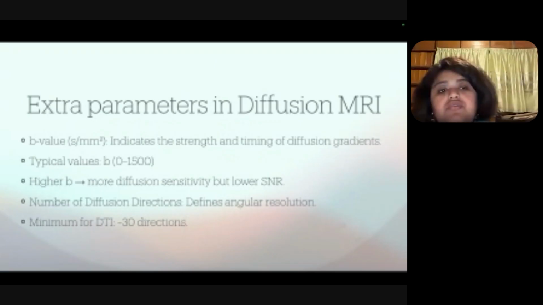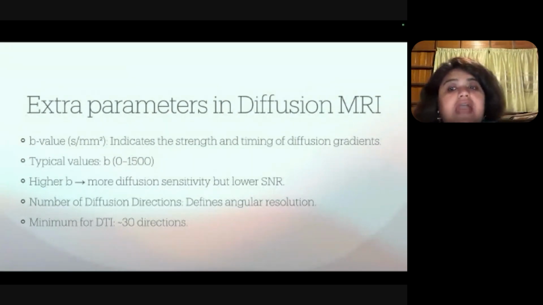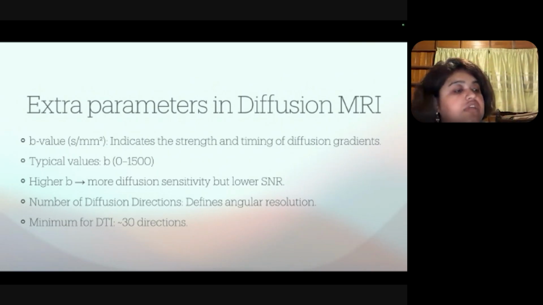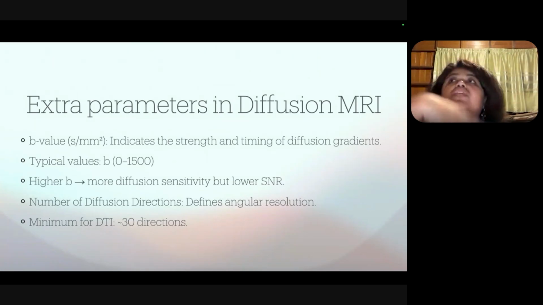And in diffusion MRI, we have a few extra parameters, which is the B value. It basically indicates the strength and timing of the diffusion gradient. In diffusion MRI, we capture the diffusion of the water molecules along the axons of neurons, right? So we need to see in which direction the water is diffusing. To keep track of that, we need the strength and the timing of the diffusion gradient, so that we can keep track of the motion of the water molecules.